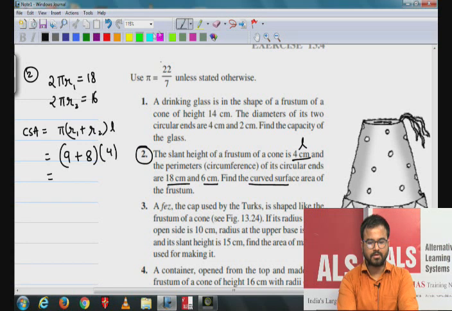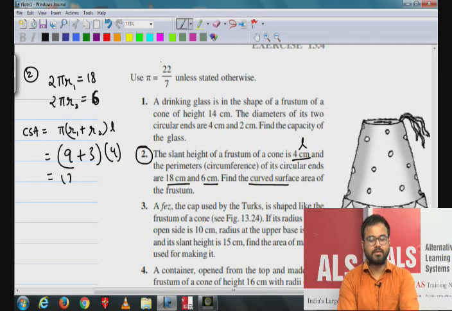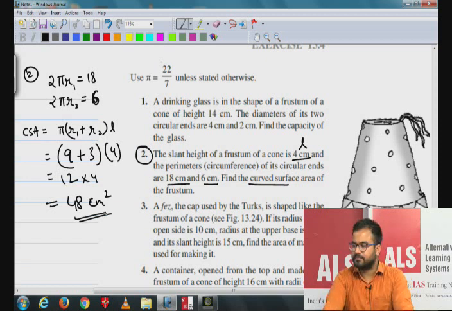pi r2 is 3. So it will be 9 plus 3 into 4, which is 48 centimeters square. And try third one, all of you.